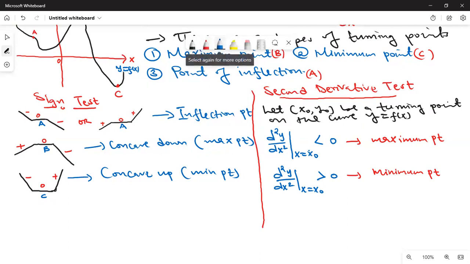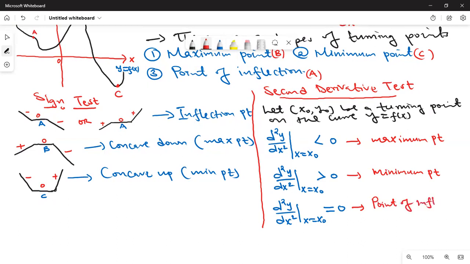And finally, for the point of inflection, you test whether the second derivative of y with respect to x twice at the point where x is equal to x naught is 0. If you get 0, then it means the point x naught, y naught is a point of inflection. So very important: usually it is better to use the second derivative test than the sign test. It's easier than the sign test.